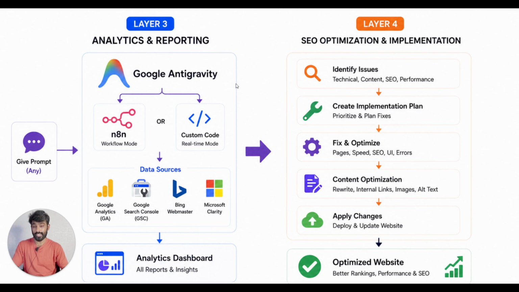Now we are on layer 3 and layer 4, right? Let me explain in brief what layer 3 and layer 4 are. In layer 3, as I told you previously, we are going to do the analytics and reporting, and in layer 4 we have SEO optimization and implementation. In this step, we are going to use Google Antigravity, and the approach will be in two ways. We can use either an N8N workflow or custom code in real-time mode, where we build real-time code using Google Antigravity and execute it.